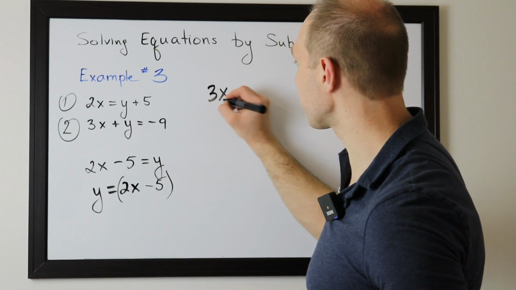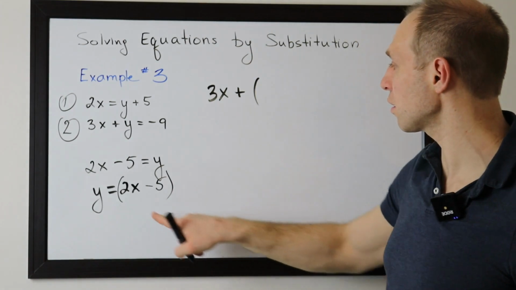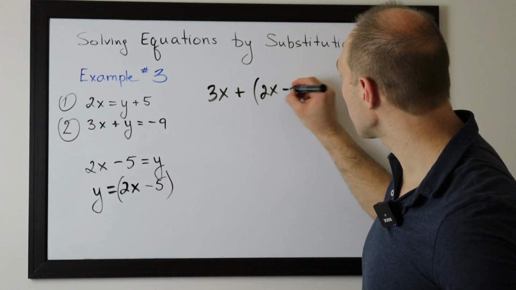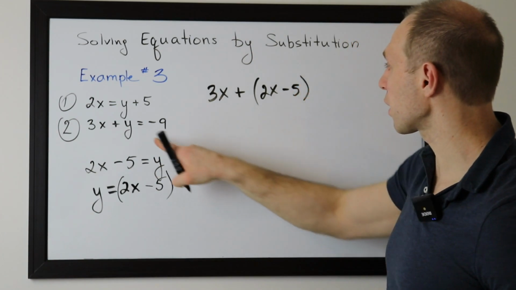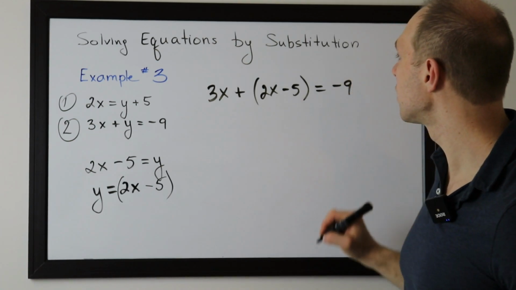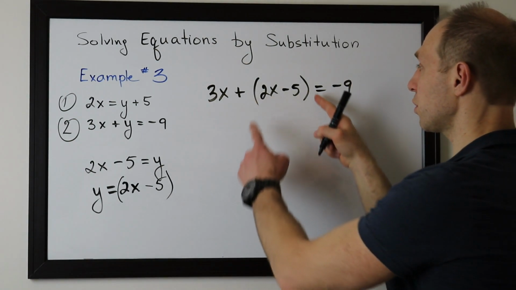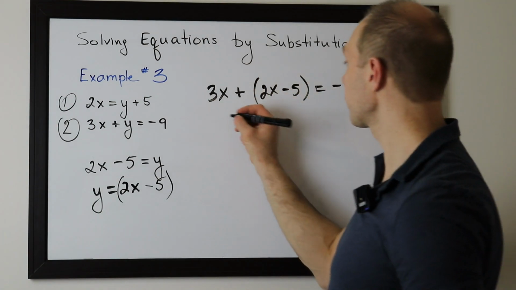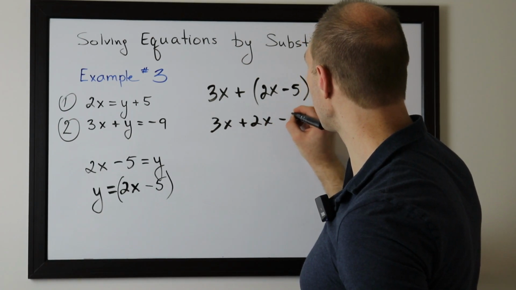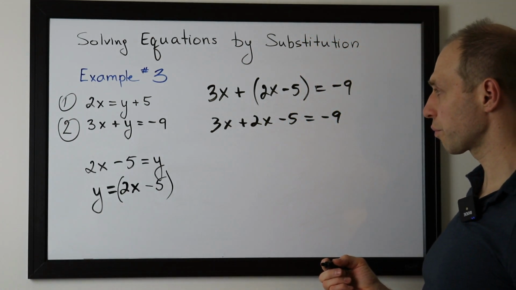Okay, what do we get? We have 3x plus, so the plus stays, open bracket, and copy all of this down. We're going to put 2x minus 5, close bracket, equals negative 9. Okay, it is a plus sign, which is great, because all we need to do is now drop those brackets. We get 3x plus 2x minus 5 equals negative 9.